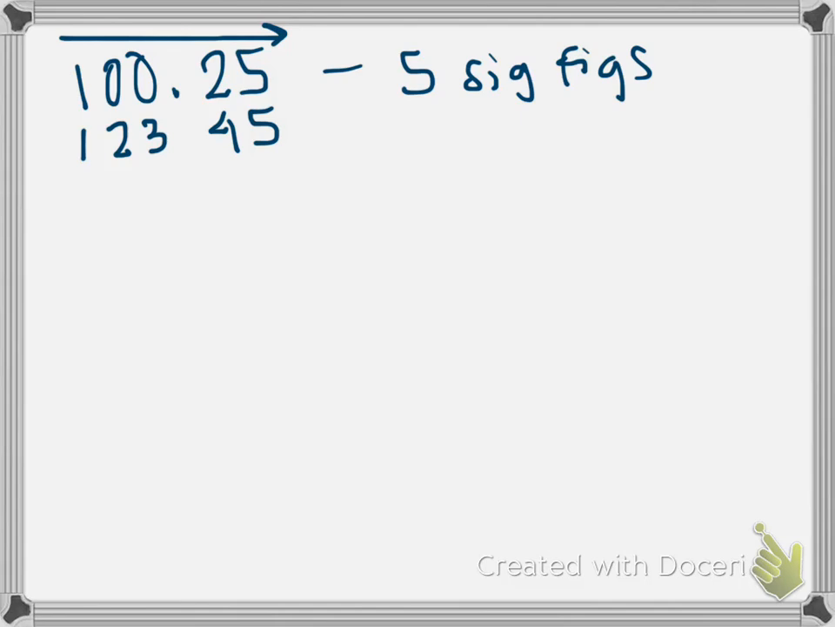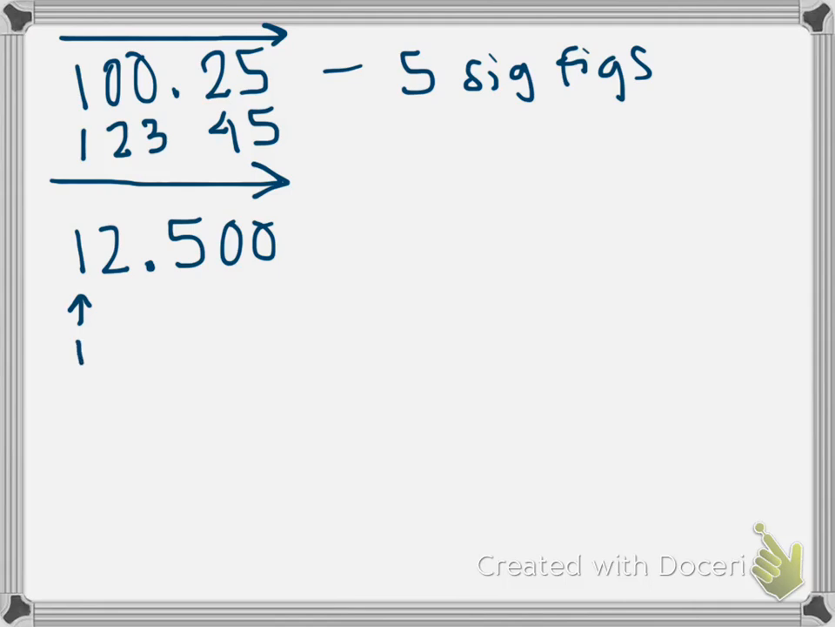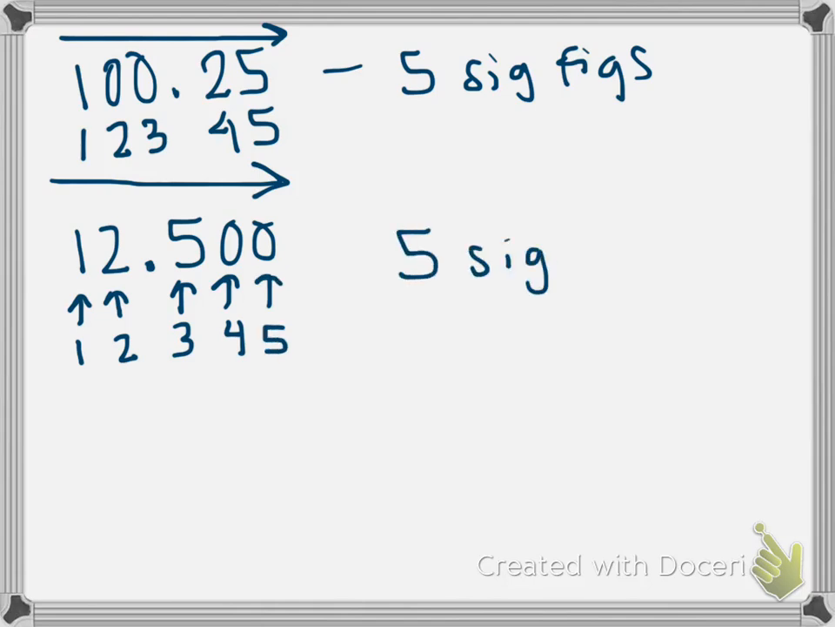Another example is going to be 12.500. So I just said that once you start counting, you don't stop. So again, we're going in this direction from left to right. And I'm starting at the first non-zero number, which is right here. Okay, that's number 1. This is 2. This is 3. And I don't stop counting until I'm all the way done. This is 4. And this is 5. So this number has 5 sig figs also.